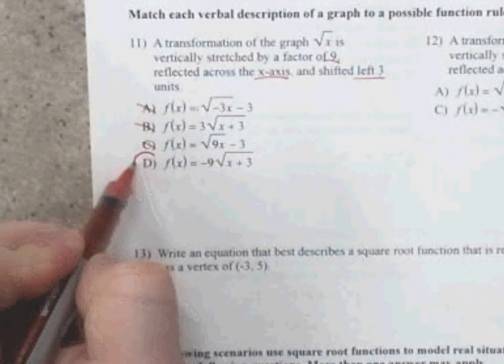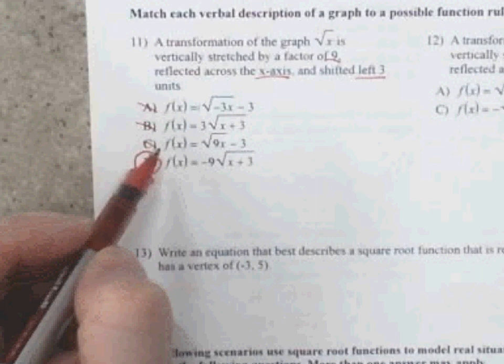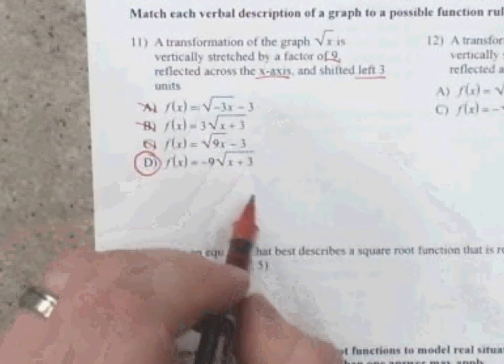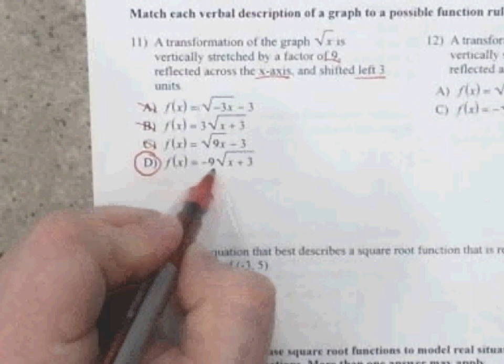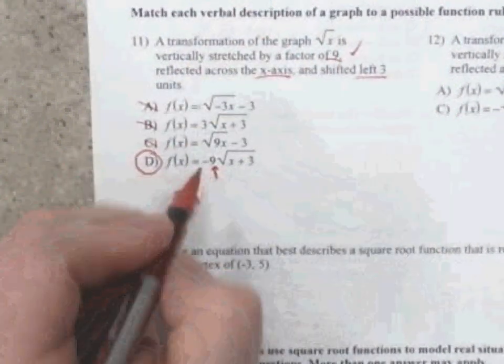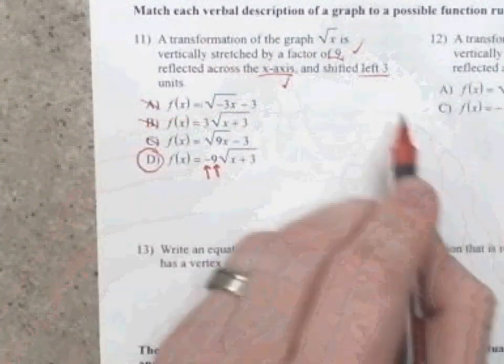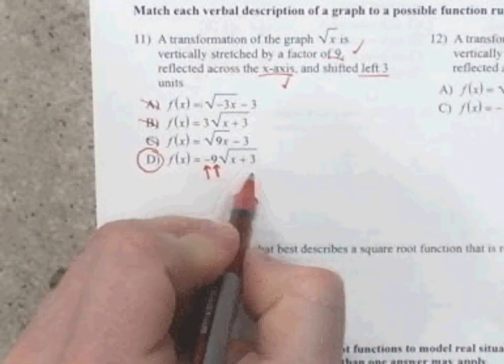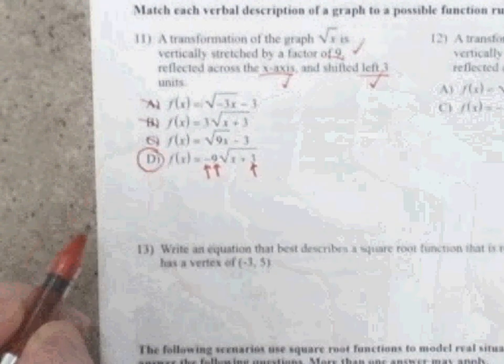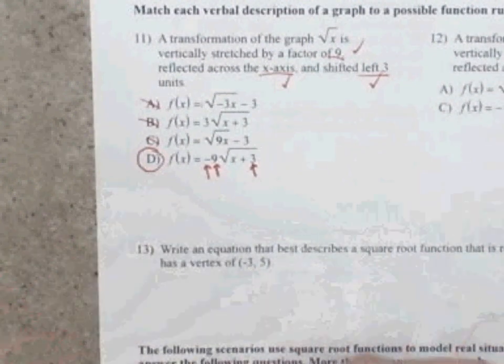It's going to have to be d, but let's check it, because if you did 11.1, you remember that one time the answer wasn't even on there. So let's look. Okay, we got the stretch by the factor of 9, reflection over the x-axis, that's what that negative sign does, and then left 3, so that plus 3 is telling us to go left 3. So we've got all those pieces right there.